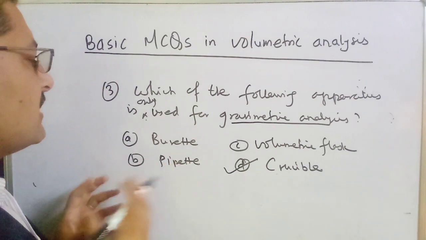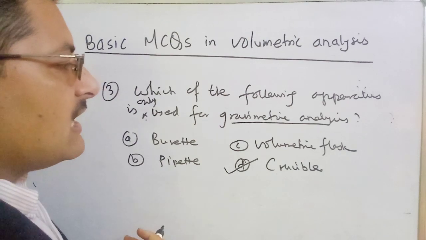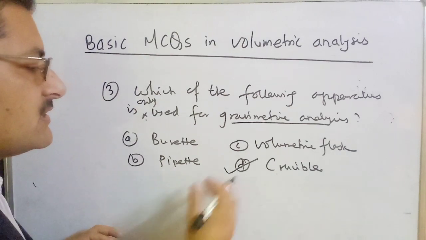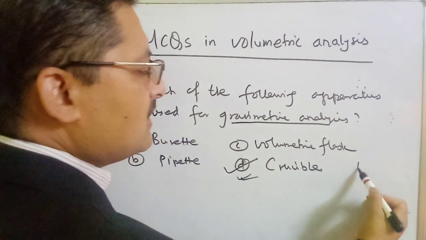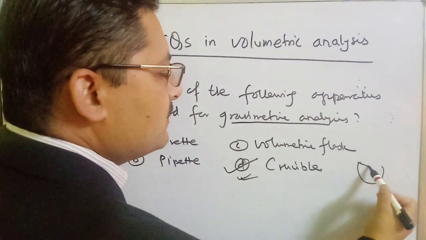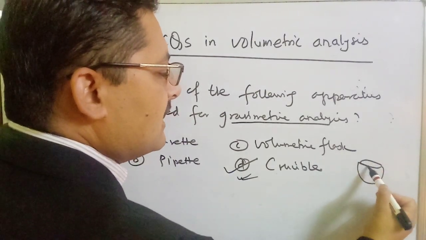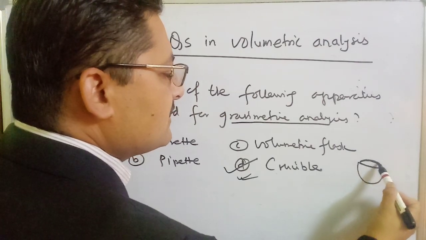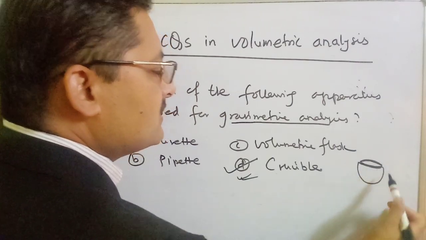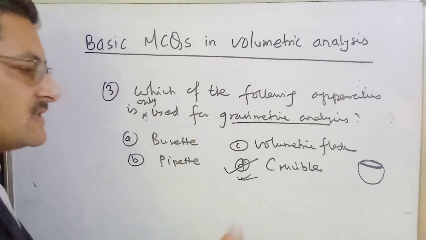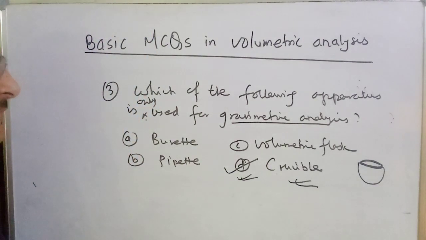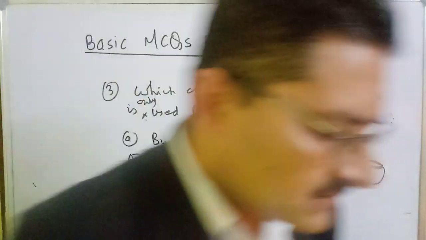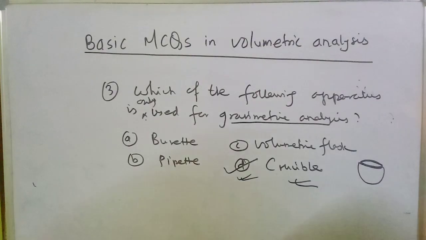So which of the following apparatus is only used for gravimetric analysis? The answer is crucible. Number D, crucible is the answer. A crucible is a small apparatus in which we put the precipitate and dry it. Sometimes we ignite the precipitate also. So the apparatus only used for gravimetric analysis is the crucible. This is number 3. So let us go to number 4.